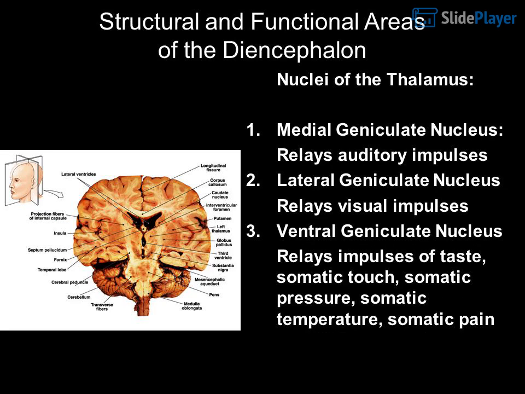Structural and functional areas of the diencephalon. Nuclei of the thalamus. Medial geniculate nucleus: relays auditory impulses. Lateral geniculate nucleus: relays visual impulses. Ventral nucleus: relays impulses of taste, somatic touch, somatic pressure, somatic temperature, and somatic pain.